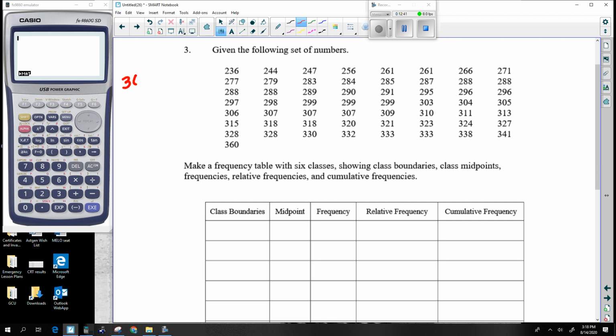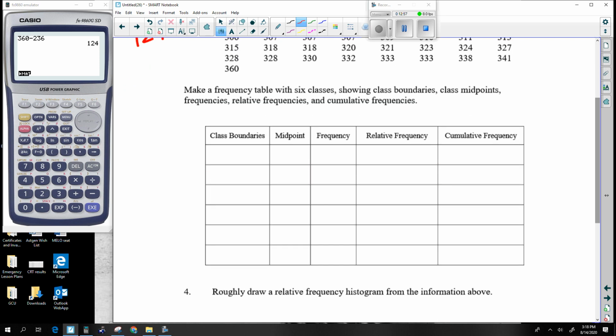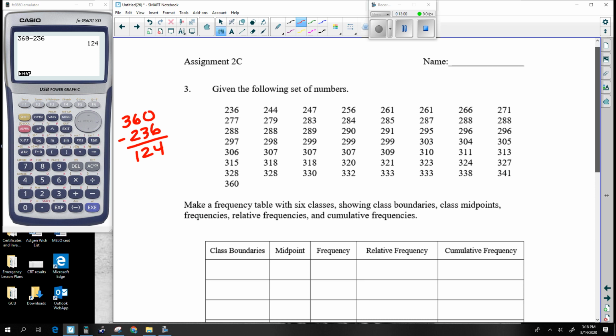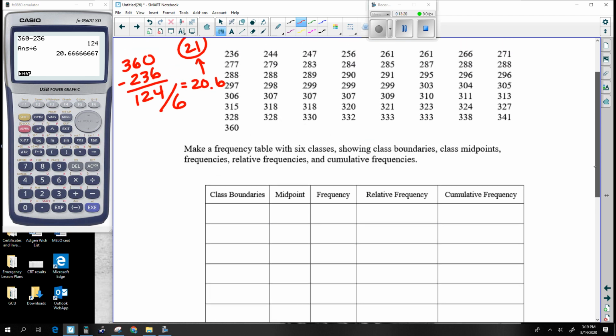So the big minus the small, 360 minus 236, divide by the number of categories. So I see that my table is 1, 2, 3, 4, 5, 6 categories. 6 different categories. Divide that by 6. I got 20 and some change. That always goes up to the next bigger number, so that is always going to go up. Even if it were a perfect 20, it would go up. So 21 is my magic number.